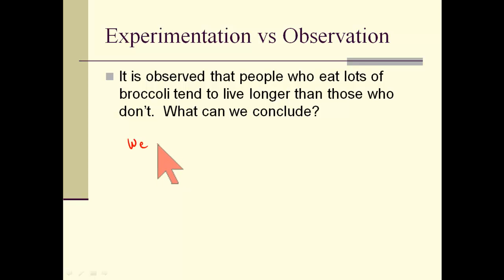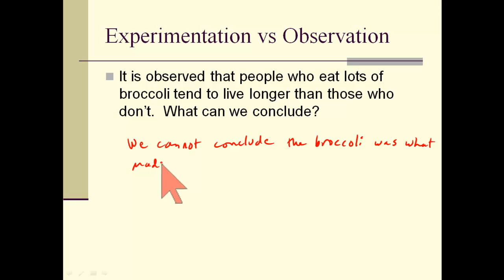What can we conclude? Well, we cannot conclude that the broccoli was what made people live longer. For example, here's another possible explanation. I would guess that people who eat lots of broccoli also tend to smoke less frequently than average. And smoking is bad for your health.